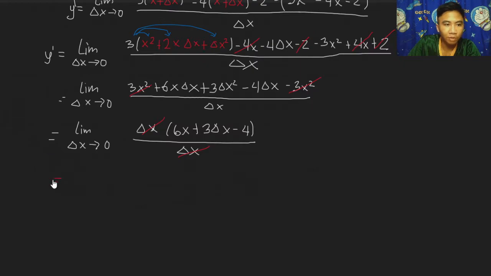And then substitute the delta x approaches to 0. So our answer is 6x minus 4. Kapag sinubstitute natin to, magiging 0 ito. So maka-cancel out lang. So we will now have our slope.